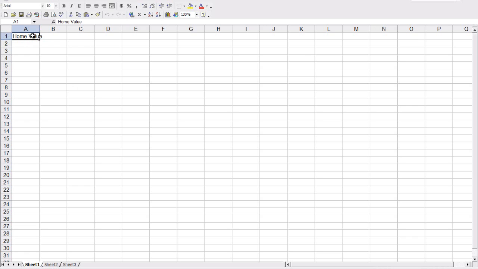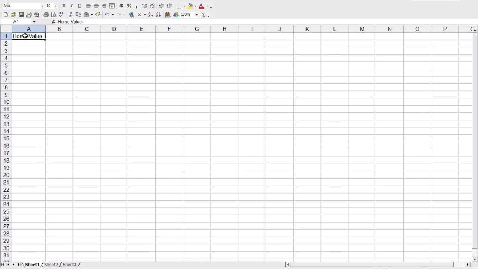Today I'm going to talk about how to build a simple mortgage calculator. The first thing you want to do is open an Excel sheet and start filling in some data. So the first thing you need to know is the value of your home.